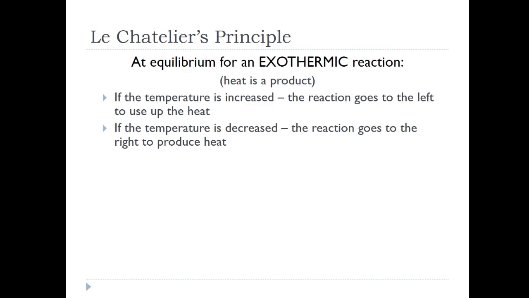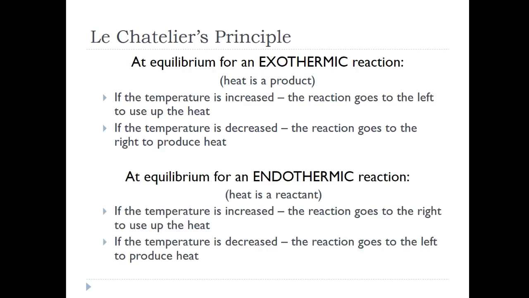And then inversely, if we decrease the heat, we're like removing a product, so it's going to shift to the right to make more heat. So if it's endothermic, heat is considered a reactant because endothermic means it has to absorb heat. So in order for the reaction to occur, you have to add heat to it. So heat's one of the ingredients that you have to mix together. So if you increase the heat, that's adding more of a reactant, so the reaction is going to shift to make more products. If you decrease the heat, that's taking away a reactant, so the reaction is going to shift left to make more heat to fill that void.